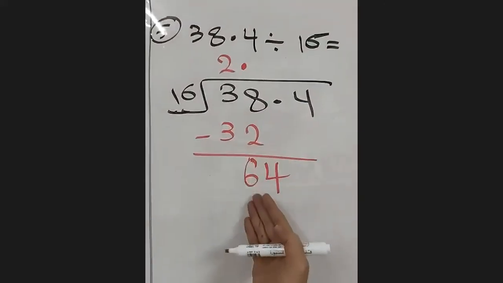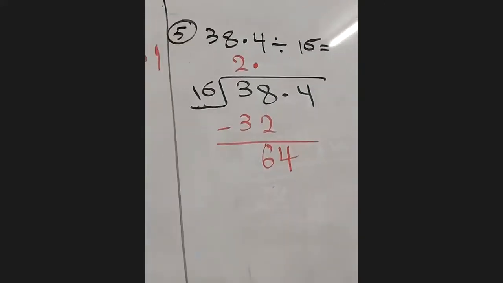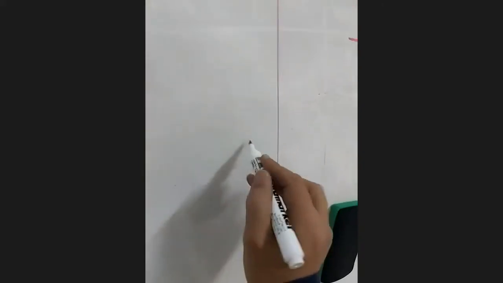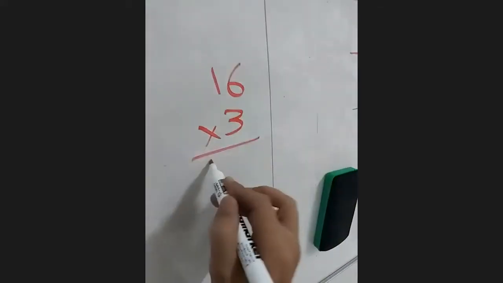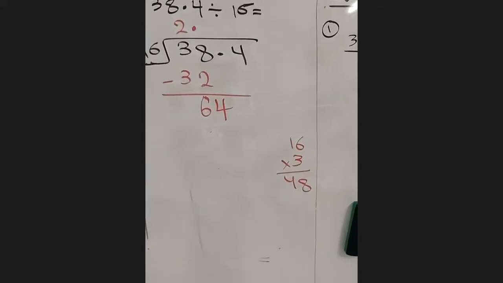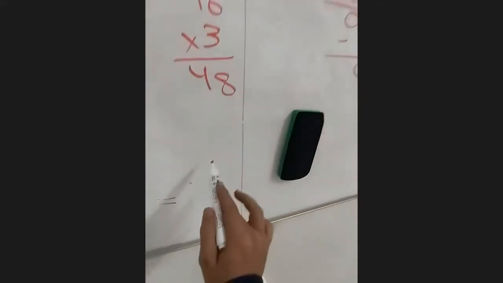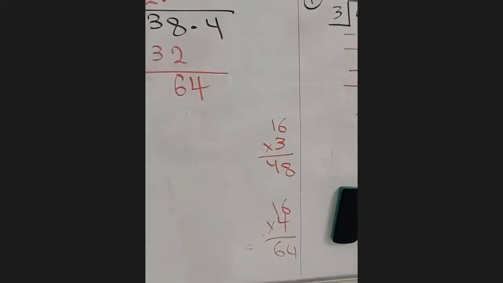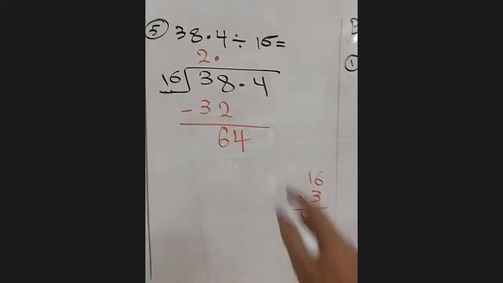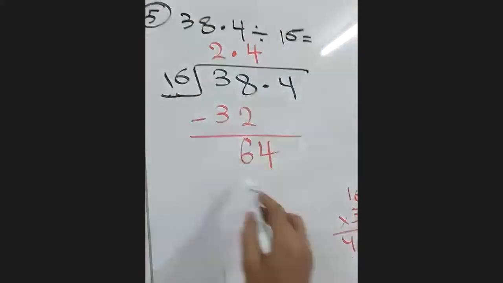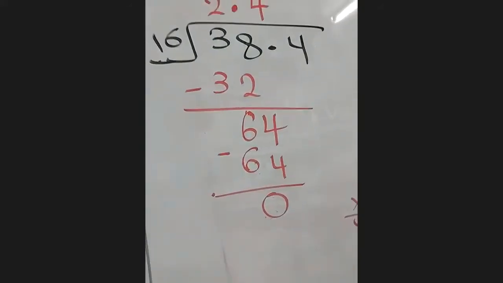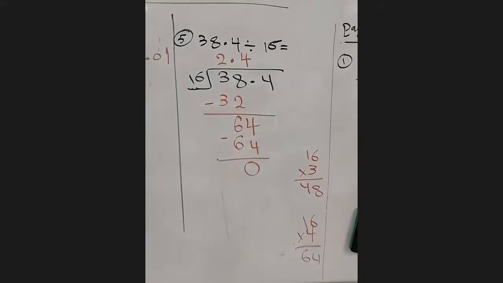Now 64 divided by 16. How much? Try 3. 3 by 16 is 48. I want 64. Try 4. 4 by 16 is 64. Okay, perfect. We put 4 up. 64 minus 64 equals 0. The answer is 2.4.